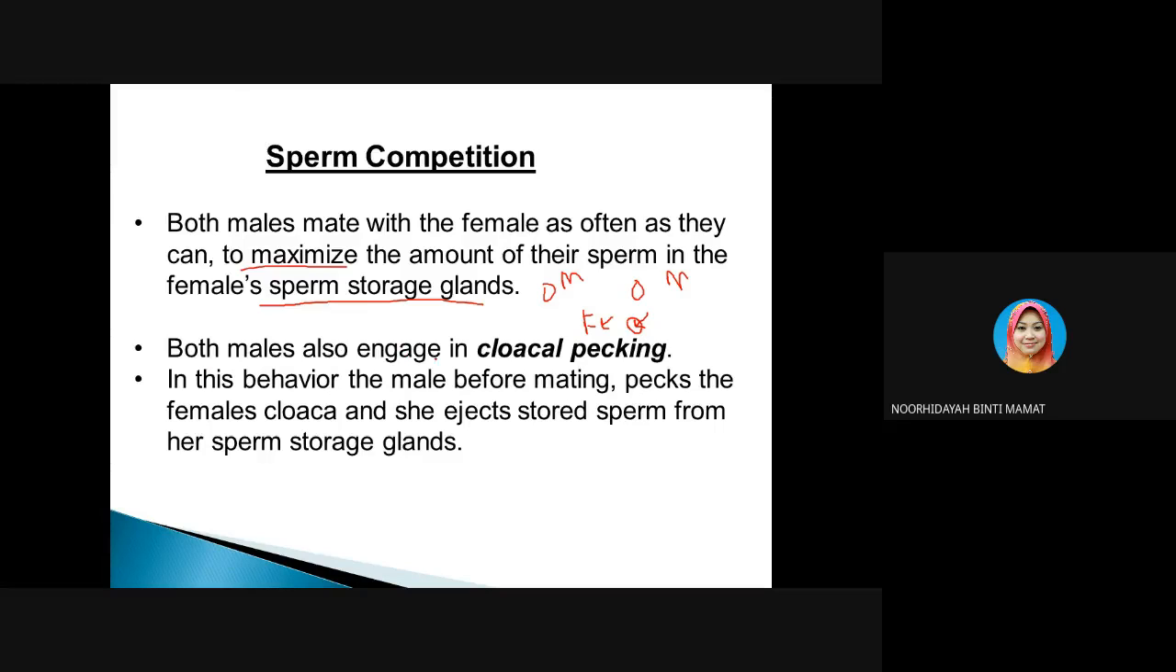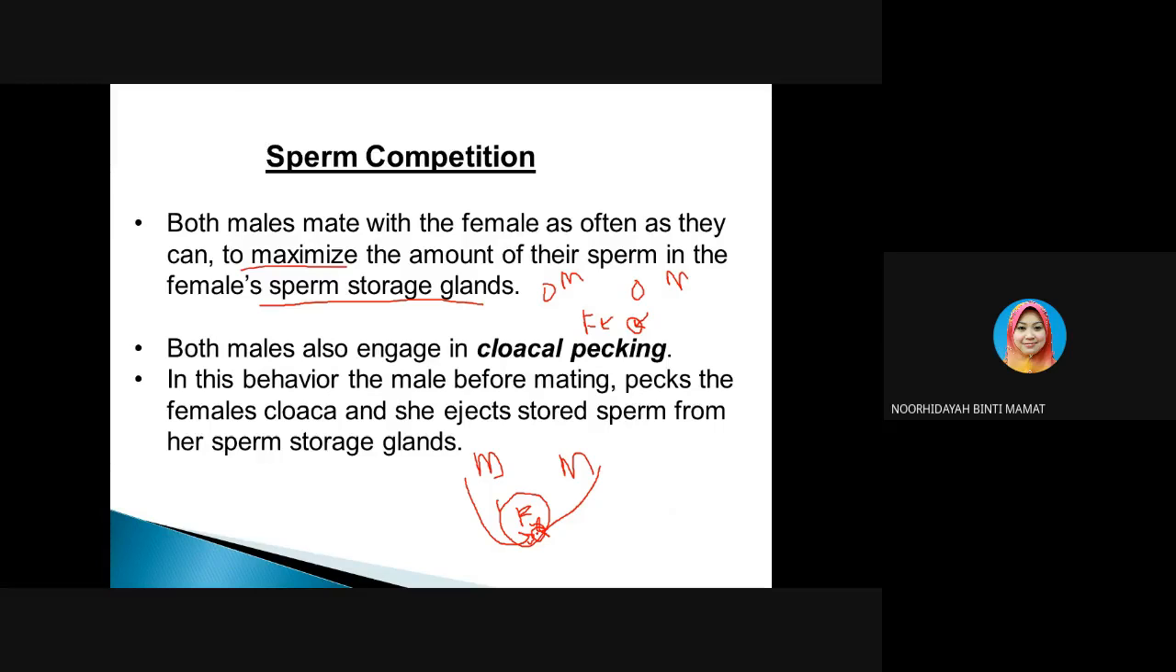The male dunnock also engages in cloacal pecking. In this behavior, the male, before mating, pecks the female's cloaca and she ejects stored sperm from her sperm storage gland. So this is one female, and she has a storage gland. If the first male has mated with her, then before the second male mates with this female, he will peck, and she will eject the sperm. That is the cloacal pecking behavior.